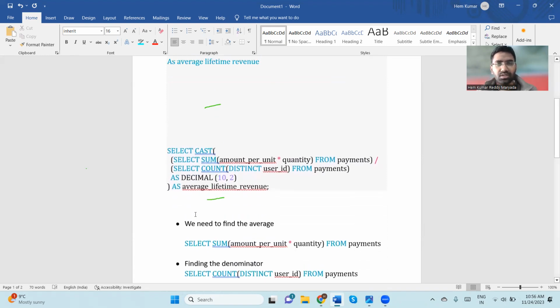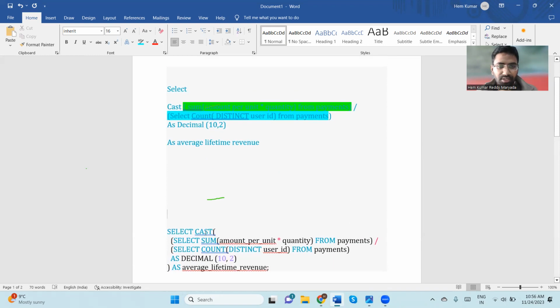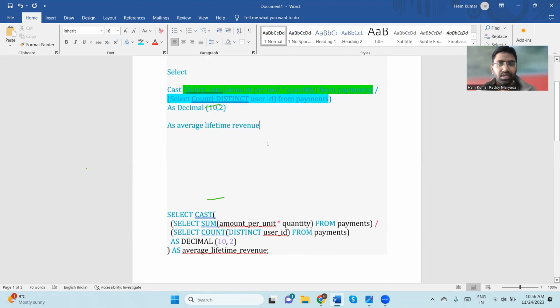Let me check how far I've written it correctly. Select cast as decimal 10 comma 2; instead of that, you can even use round. You're using two selects, one in the numerator and the other in the denominator, and on top of it you are using casting. Okay, the query looks good.